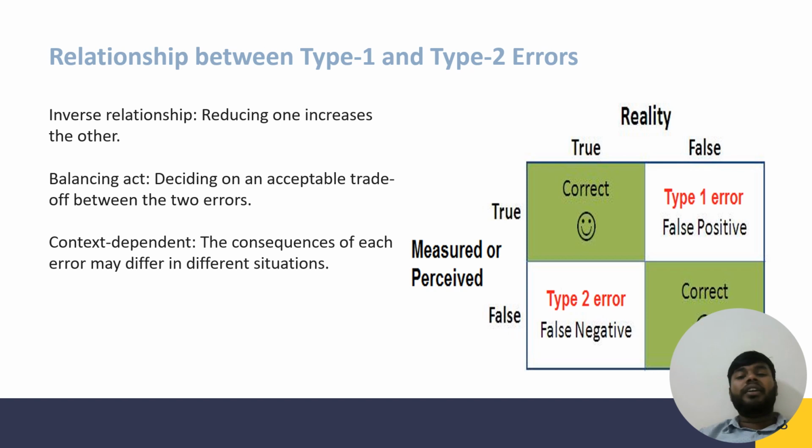Relationship between type 1 and type 2 errors. Inverse relationship: reducing one increases the other. It is a balancing act; decide on an acceptable trade-off between the two errors. This depends on the consequences of each error, which may differ in different situations. Reality: true, false. Measured or perceived: true, false. Type 2 error: false negative. Type 1 error: false positive. Correct.